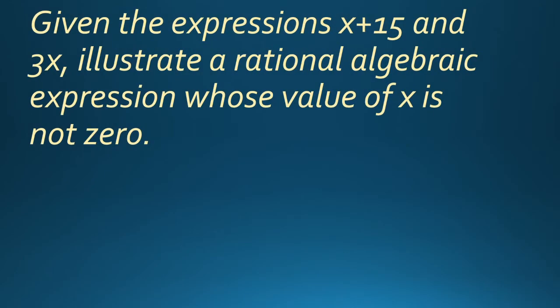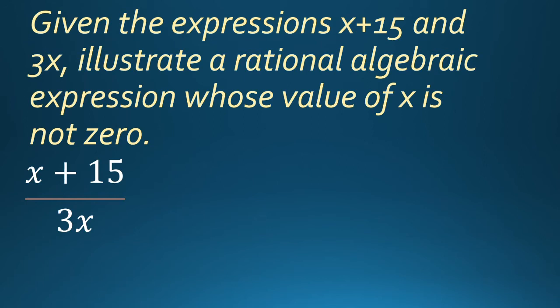Next, given the expressions x plus 15 and 3x, illustrate a rational algebraic expression whose value of x is not 0. So here, we will do the same thing, it is still a rational expression, but the difference is that it was not said which is the numerator and which is the denominator. So we have two illustrations. This is the first, x plus 15 over 3x. The x plus 15 is our numerator, and 3x is the denominator.